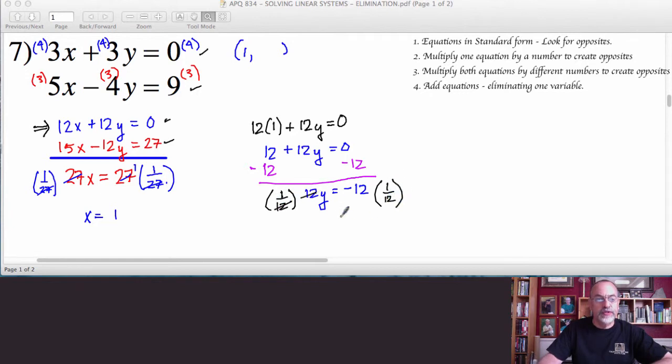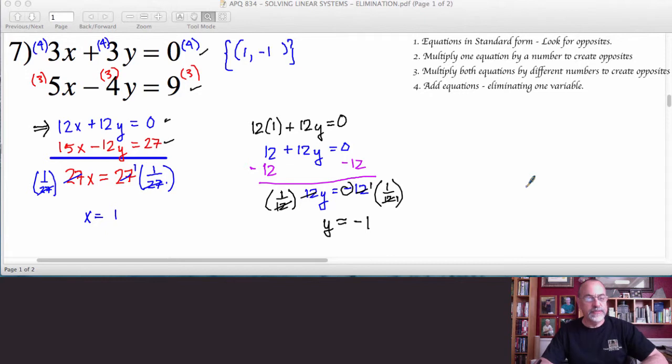So the 12 is reduced to 1, leaving me 1 times y, which is y. This 12 is divisible by 12, and so is this, so I have a -1 over 1, so that gives me a y value of -1. So the ordered pair 1, -1 is the solution to the system.